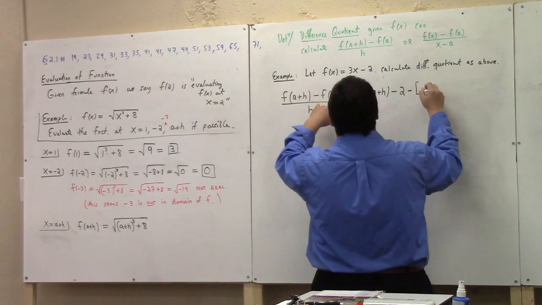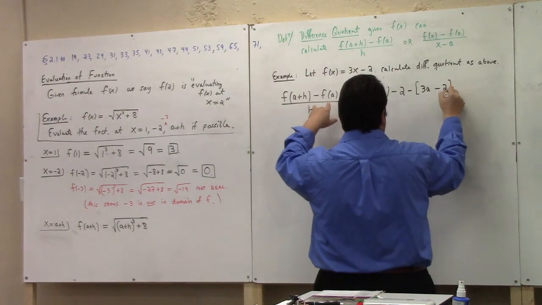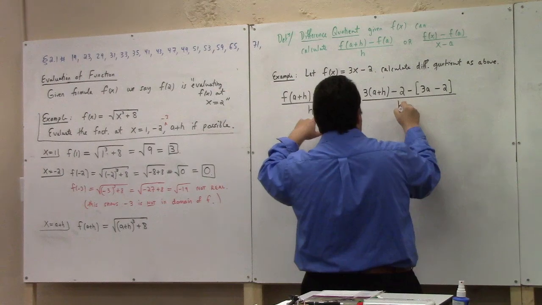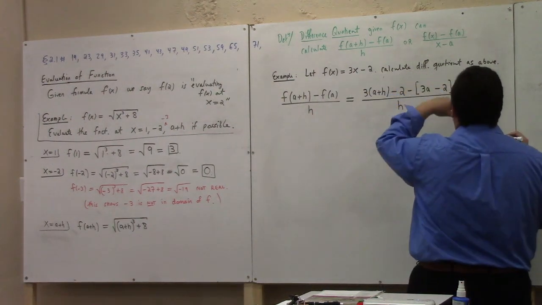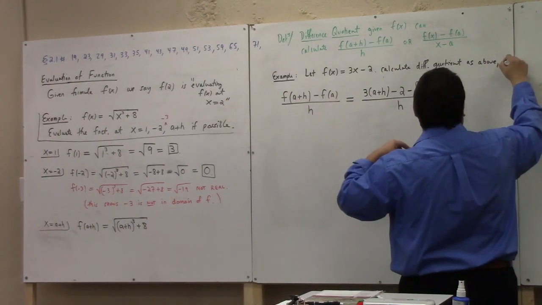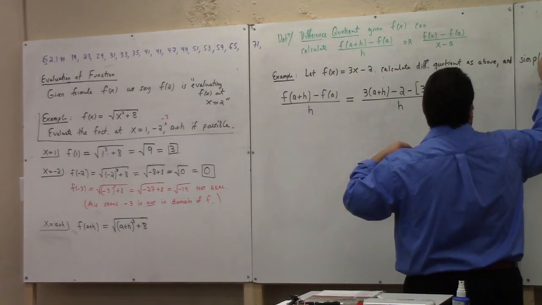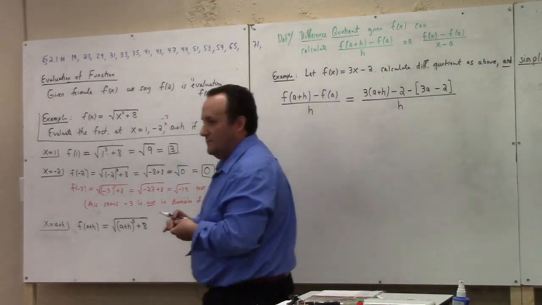F of a, what's f of a? F of a is 3 times a minus 2, all divided by h. Oh, and I forgot to complete my instructions. Let f of x be this, calculate the difference quotient as above, and simplify. So if "and simplify" is tacked on to the instructions for a problem, well, then you got to simplify.